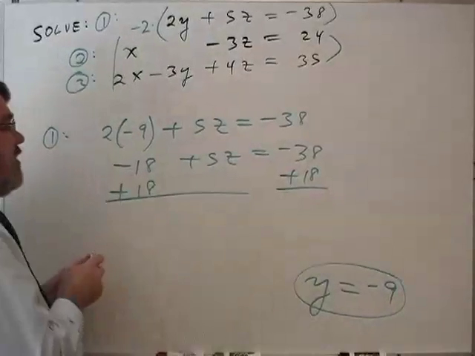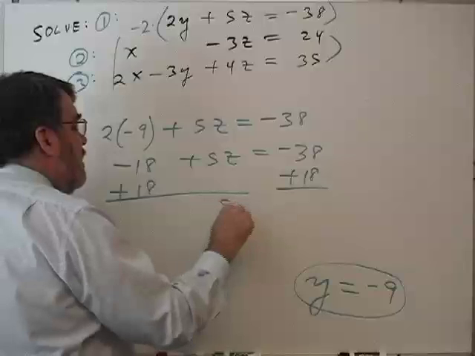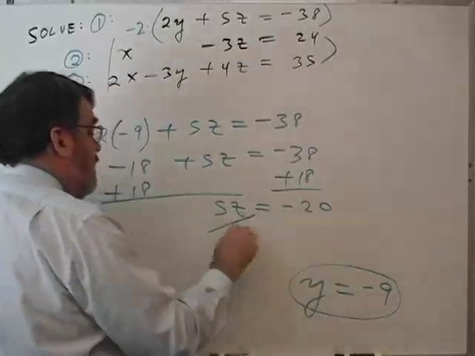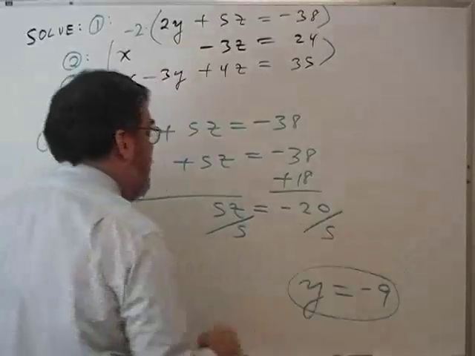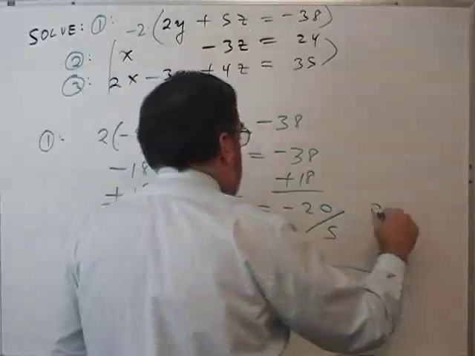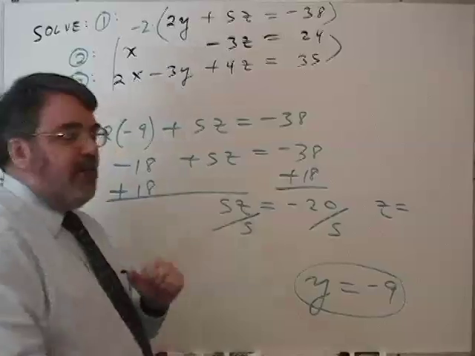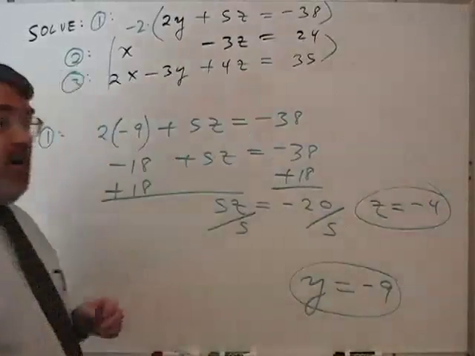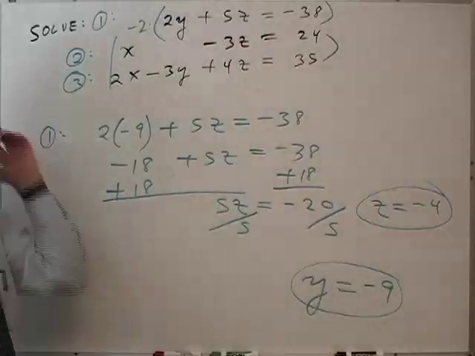And we see it cancels here. So I'm left with 5z is negative 20, divided by 5. Then z equals, what is that, negative 4. Alright, so we have another letter to solve for.